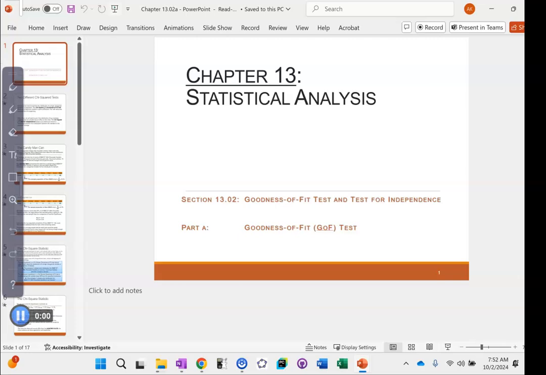So there's two different versions of this test. There's the goodness of fit test and then the test for independence. This first set of slides, we're going to be looking at the goodness of fit test. I abbreviate that as GOF. So if we want to examine the distribution of a single variable in a population, the chi-squared goodness of fit test will allow us to determine if a given distribution fits with what was expected from the beginning.